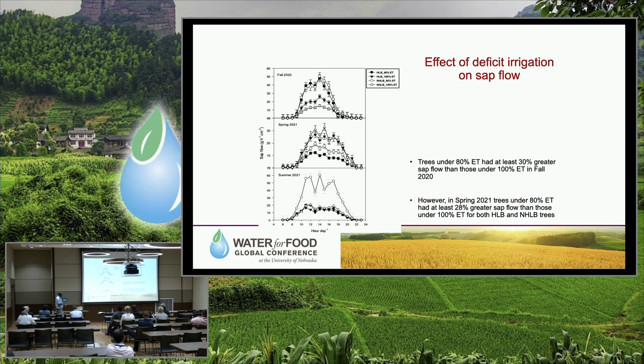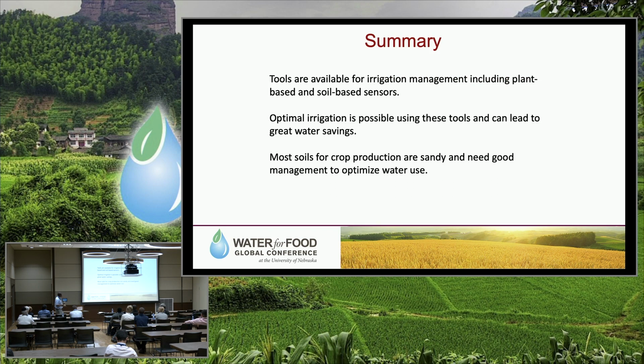And then, of course, we also noticed that trees that were irrigated at 80% ET had at least 30% greater sap flow than those that were irrigated at 100% ET in fall 2021. But in spring 2021, trees under 80% ET showed 28% greater sap flow than those under 100% ET. So somehow, the trees that were irrigated with deficit irrigation tended to use more water. So something to think about: maybe if you limit the water application, that's going to trigger more water use in the plants.